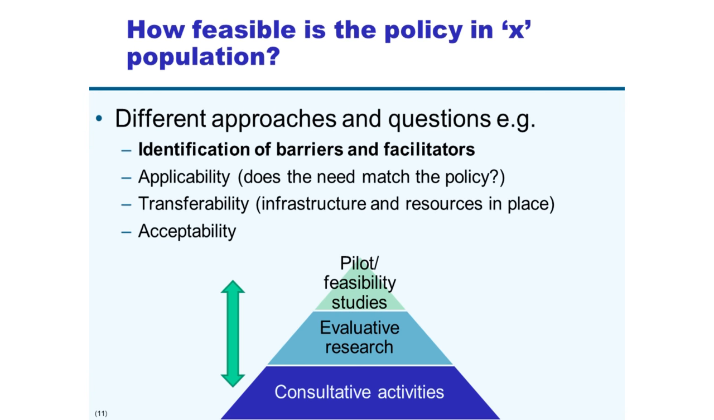The next question we might think about is how feasible the policy is in a particular population. Again, there's a kind of pyramid, if you like, of ways of going about this. So we might start at the bottom with the less reliable methods in terms of consultative activities. Then we might move on to a range of different methods around evaluative research, so trying to scope out some of these questions beforehand, before moving on to the piloting and the feasibility studies. But the main thing that we want to get from these exercises is to identify the barriers and facilitators, to think whether the particular policy is applicable to our area, so whether the needs in the local area match the policy, whether the policy is transferable, and thinking about issues of acceptability.